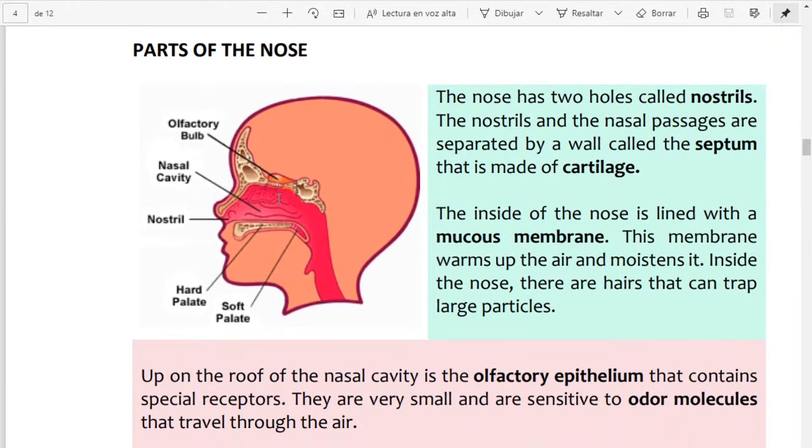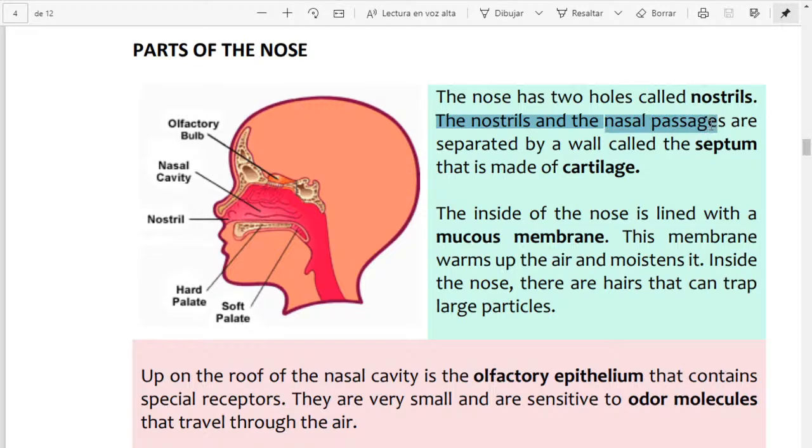And we have here the parts of the nose. The text reads, the nose has two holes called nostrils. We have two. These two holes are part of the nose, and they are nostrils. In Spanish we call them, creo recordar, cavidad nasal, ¿vale? Cavidad nasal, nostrils.